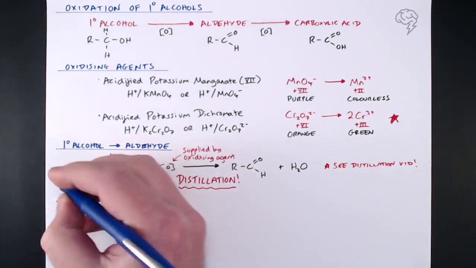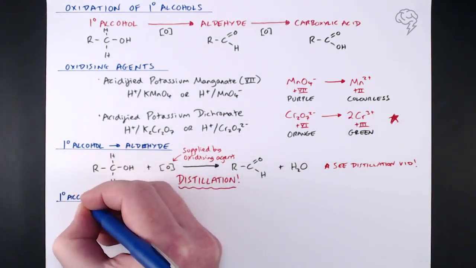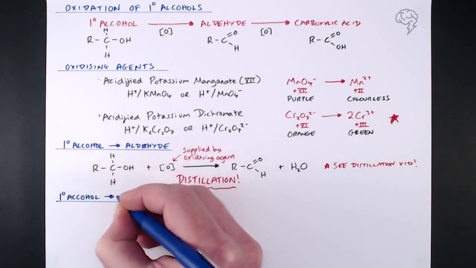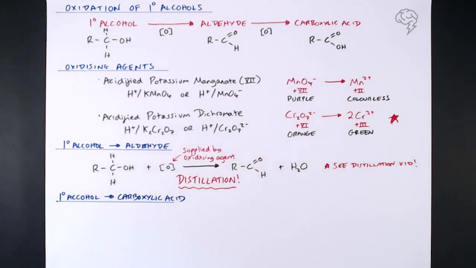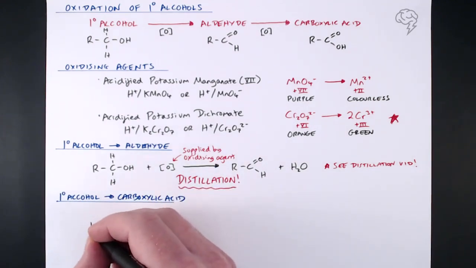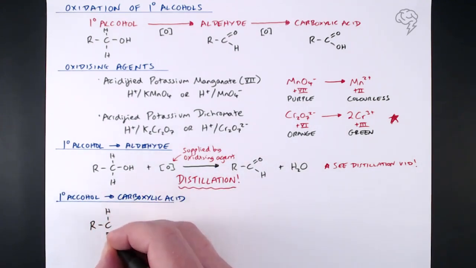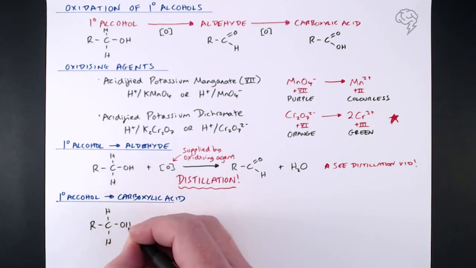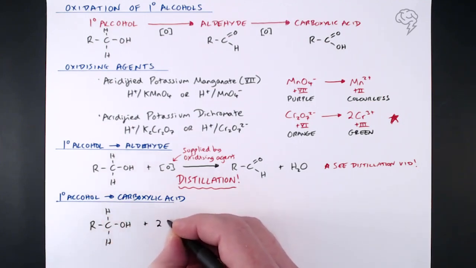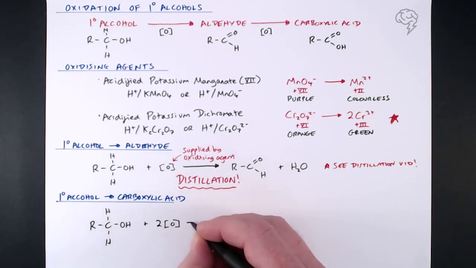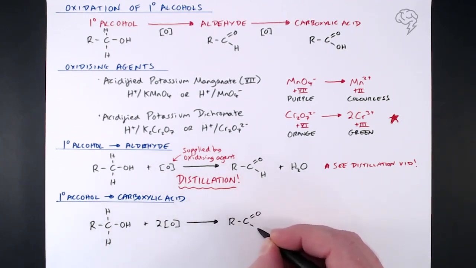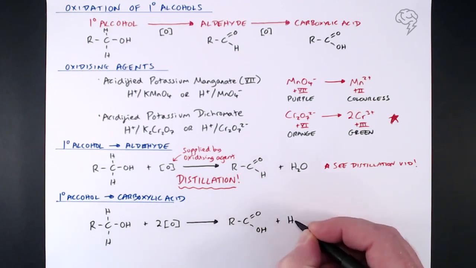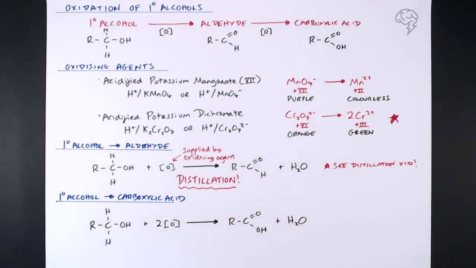So what if we don't want the aldehyde? What if we want to take that primary alcohol and convert it all the way straight through an aldehyde to a carboxylic acid? Well, the equation is this. So we start with our primary alcohol. This time we need to oxidize it further. So we're using 2 oxygens in square brackets from our oxidizing agent, and then that will actually produce our carboxylic acid. So you can see here we've got an extra oxygen in there now and water as a byproduct.